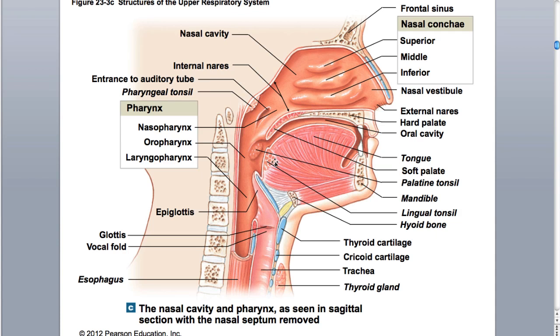Again, you see tonsils in different places. They're all part of the immune system. Okay. So make sure you're comfortable with this.